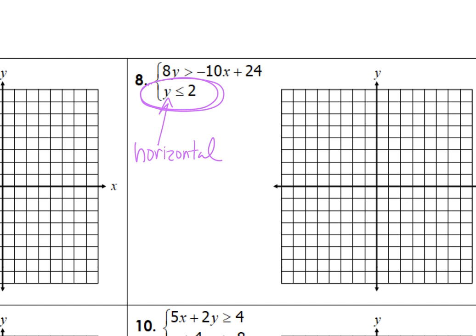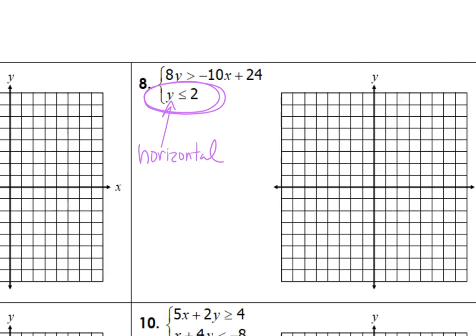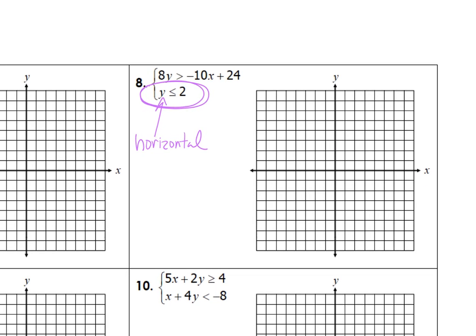Okay, so think about some points where your y value is 2. The point 0, 2 has a y value of 2. The point 1, 2 has a y value of 2. 2, 2, 3, 2, 4, 2, 5, 2. Is this going to be a solid or dotted? This is solid.